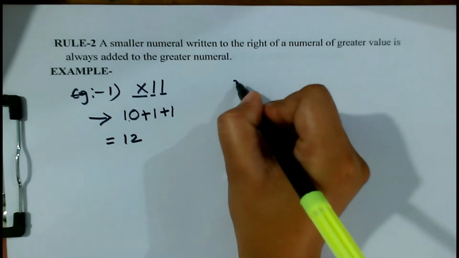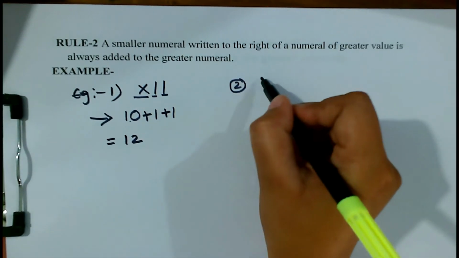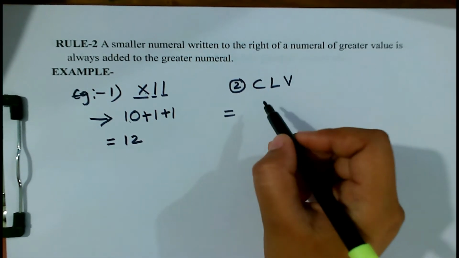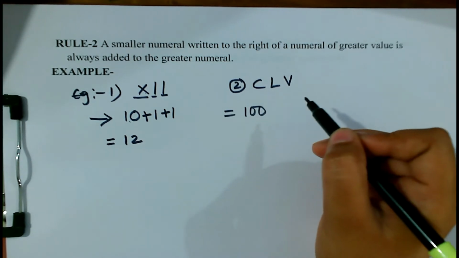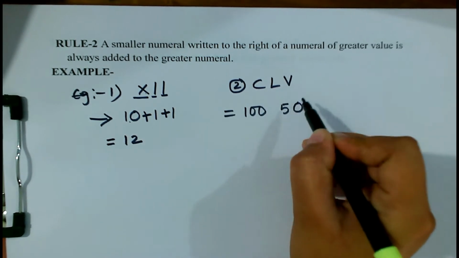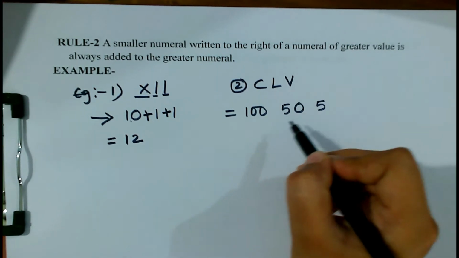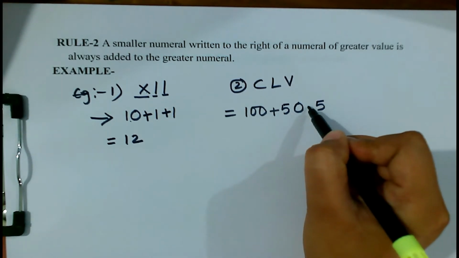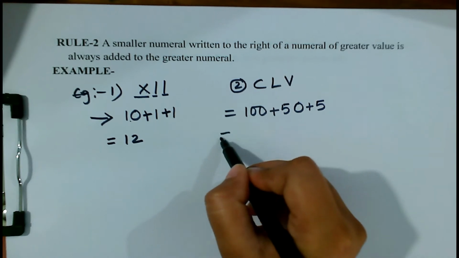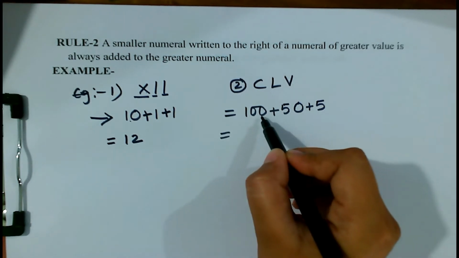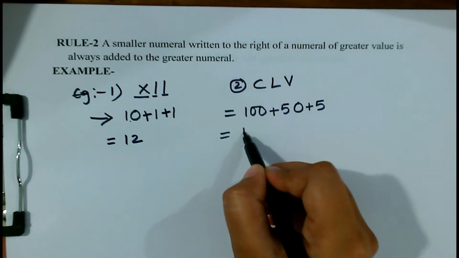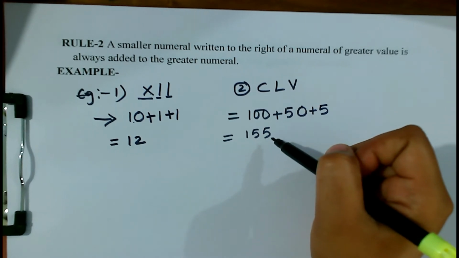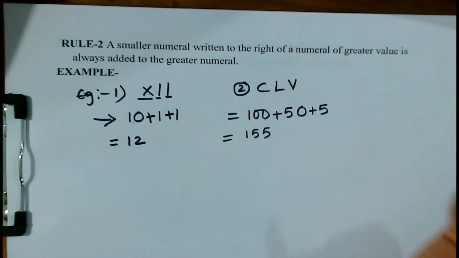Another example, example number 2, CLV. C is 100, L is 50 and V is 5. So this also goes from big to small, so it is addition. You add them together: 150 plus 5 is 155. So 155 in Roman numerals is CLV.